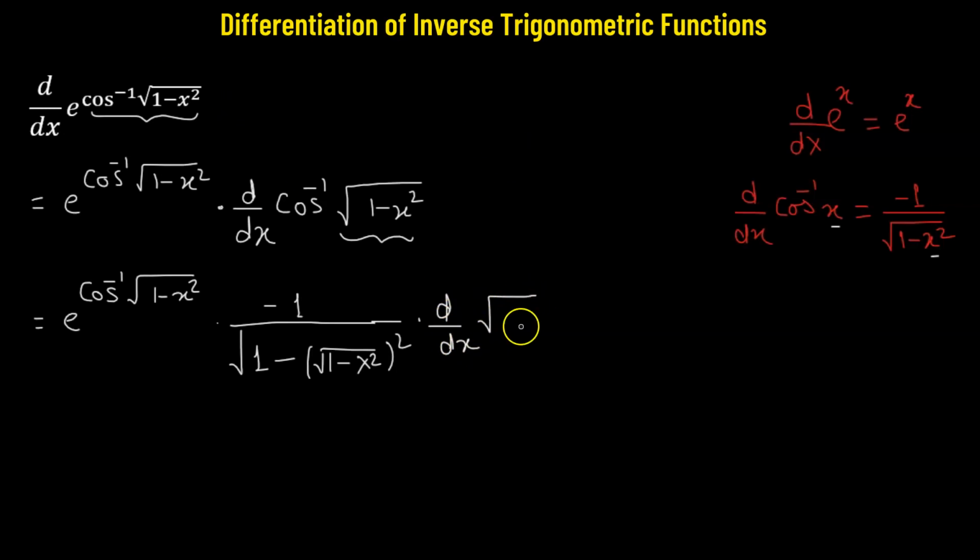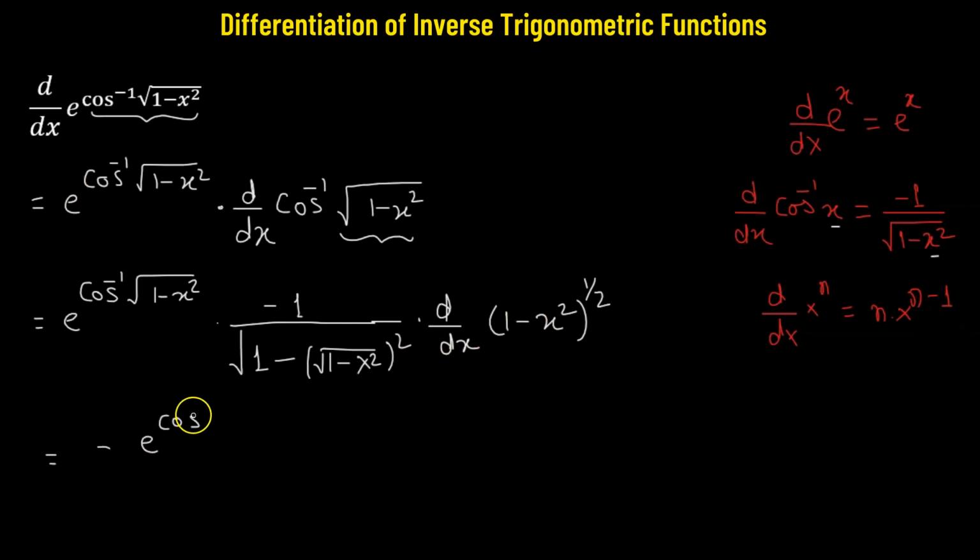Here, square root of 1 minus x squared can also be written as 1 minus x squared whole raised to the power of half. This is done so that we can apply the power rule. Our power rule is that the derivative of x raised to the power of n will be n times x raised to the power of n minus 1. So let's apply this.